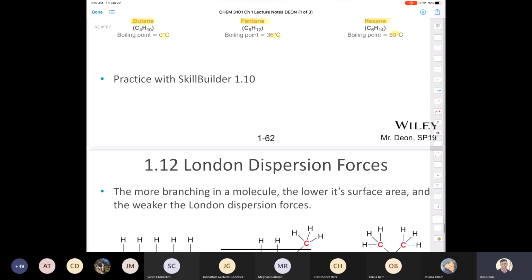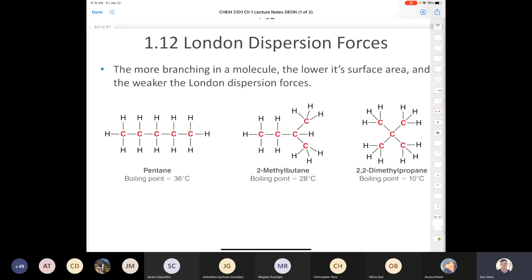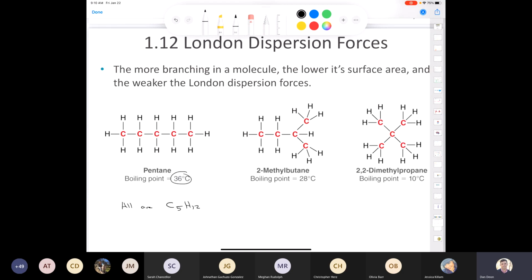And if you're thinking, well, what if I was to branch a compound? If you look at the 3 compounds on this page, all are C5H12. They all have the same molecular formula, but they have very different boiling points. The reason is that branching in a molecule lowers the surface area, and therefore you're just not going to have as many interactions.